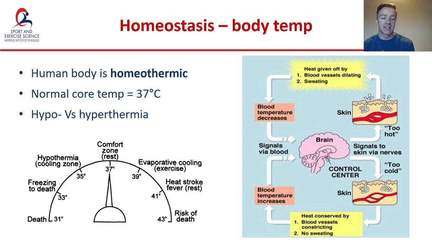So let's keep that going. We'll give another example there. We'll talk about body temperature. So the human body is homeothermic. That means that it likes to maintain a normal core temperature of around about 37 degrees.